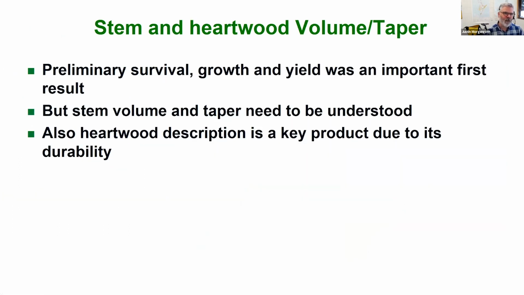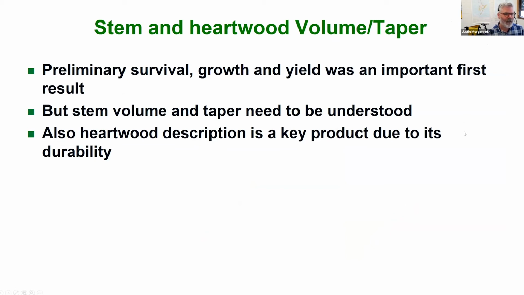So up to maybe last year, we'd undertaken all of that research. Those results on preliminary survival, growth, and yield were important first results. But we wanted to better understand stem volume and taper. And heartwood description was also a key product because of its durability.